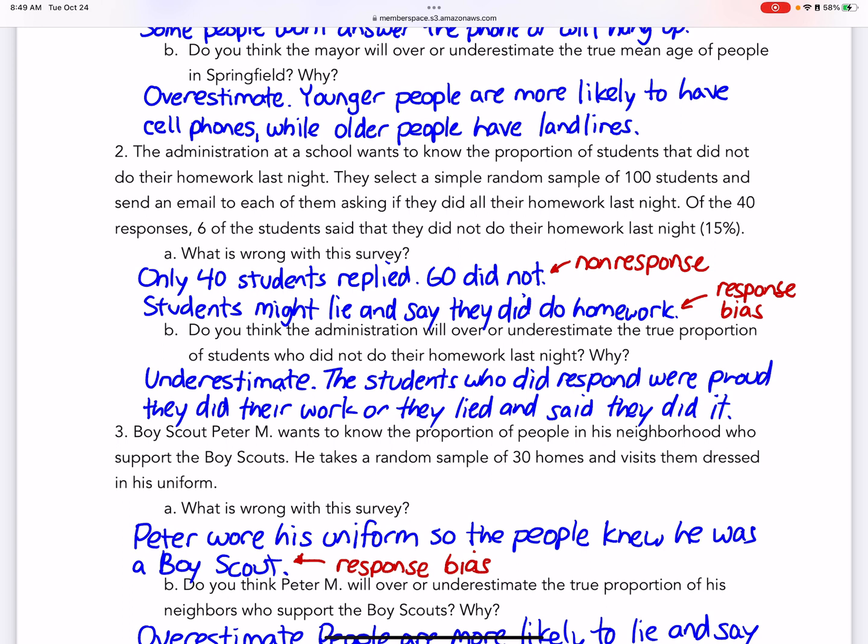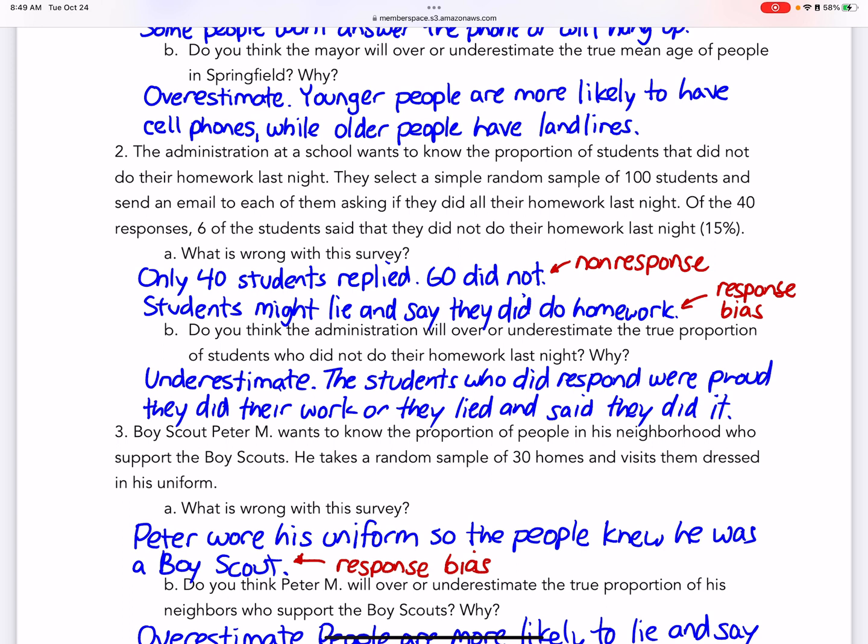They said, I'm not going to tell them I didn't do my homework. I might get in trouble. So they might have just said yes when the truth was actually no. And so response bias is when something potentially could cause somebody to lie about the response. That the question, wording, or somebody influencing them makes you uncomfortable or makes you not want to tell the truth. And so that causes response bias.